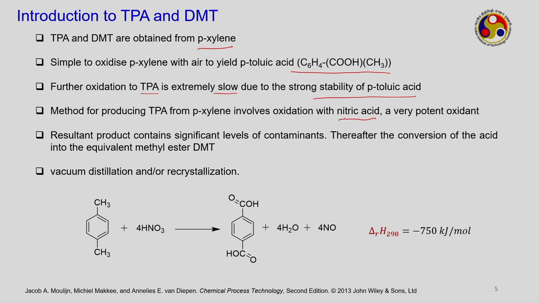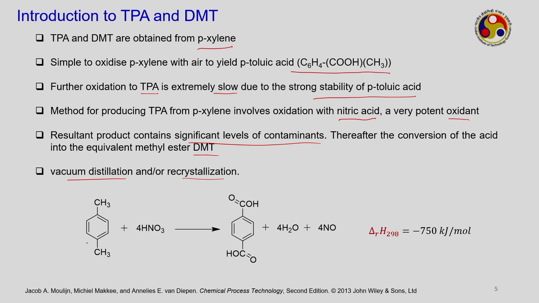It is nitric acid, which is a very potent oxidant. But the resultant product may have significant levels of contaminants, so it may not be allowed to be used in that case. So then, once it produces the paratoluic acid, the conversion of this acid to the equivalent methyl ester is carried out. That is, the acid converts to this equivalent ester, the methyl ester, that is DMT. Thereafter, we purify this through vacuum distillation and crystallization.